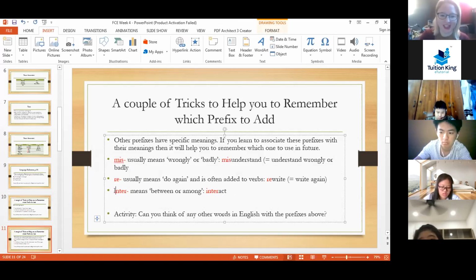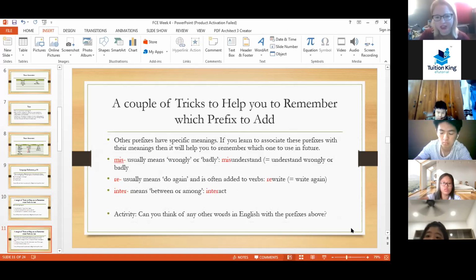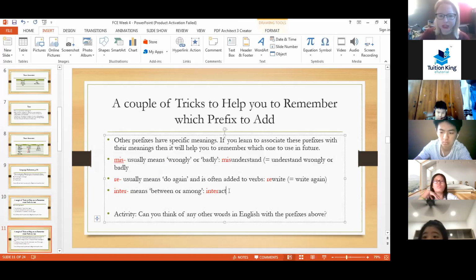So inter, a final example. This means between or among. So to interact, to act between or among people. So again, could we repeat the activity? Are there any others you can think of? Don't worry too much if you can't think of many examples of inter. That's something you can look up later. But can you think of any examples with mis and re before these two prefixes?